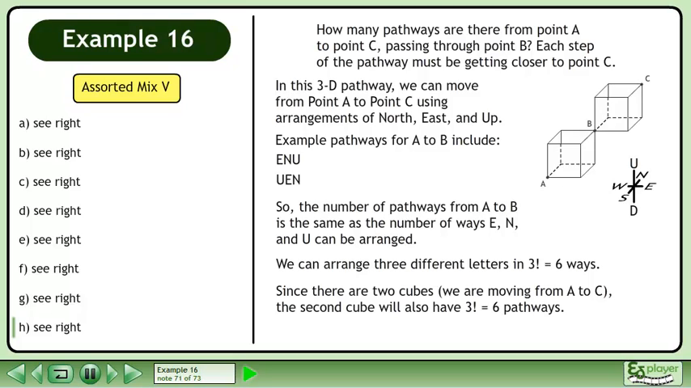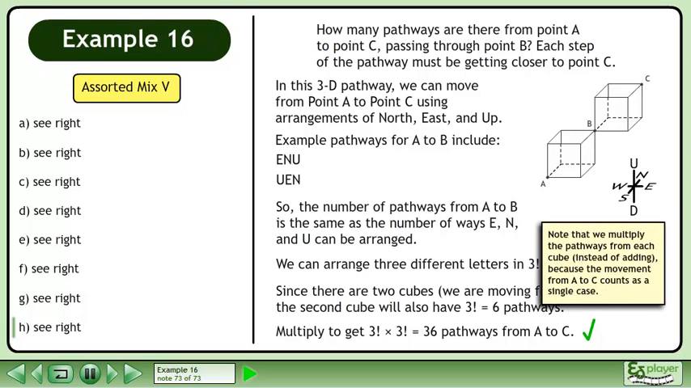Since there are 2 cubes, we are moving from A to C. The second cube will also have 3 factorial equals 6 pathways. Multiply to get 3 factorial times 3 factorial equals 36 pathways from A to C. Note that we multiply the pathways from each cube instead of adding because the movement from A to C counts as a single case.